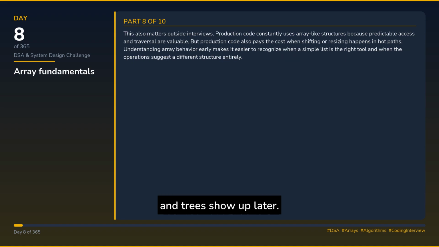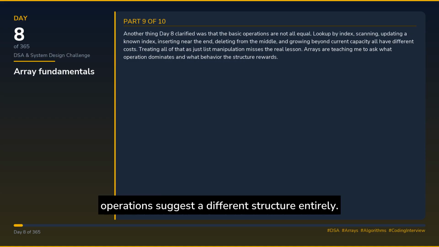This also matters outside interviews. Production code constantly uses array-like structures because predictable access and traversal are valuable. But production code also pays the cost when shifting or resizing happens in hot paths. Understanding array behavior early makes it easier to recognize when a simple list is the right tool and when the operations suggest a different structure entirely.